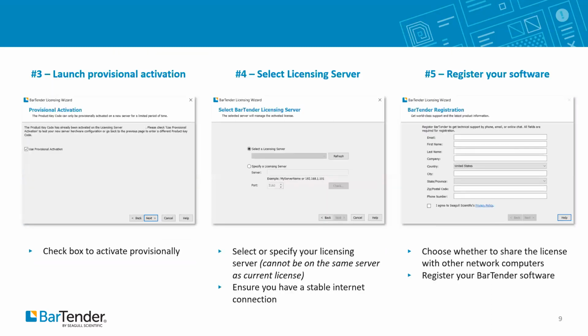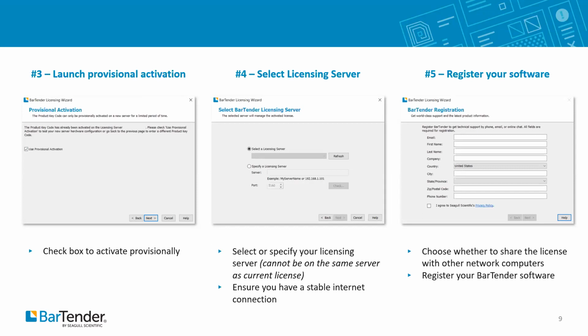All right, and then we're going to launch provisional activation. And this is where we're going to check the checkbox for activate provisionally. That is very important. Next, we're going to select licensing server, and we're going to specify the license server we want to go to. Now, it cannot be on the same server as the current license. Again, this needs to be set up on a different instance, not the one that you have currently. Every instance of BarTender needs to have one instance of BarTender on there.